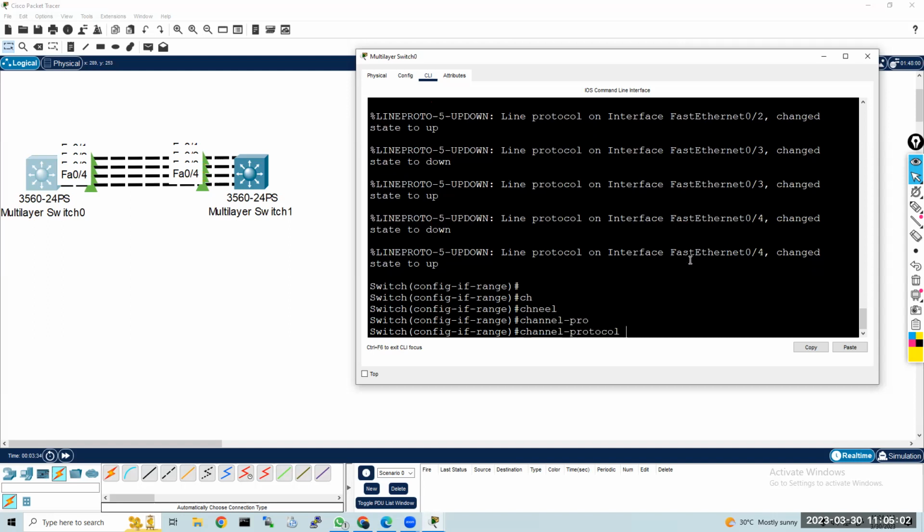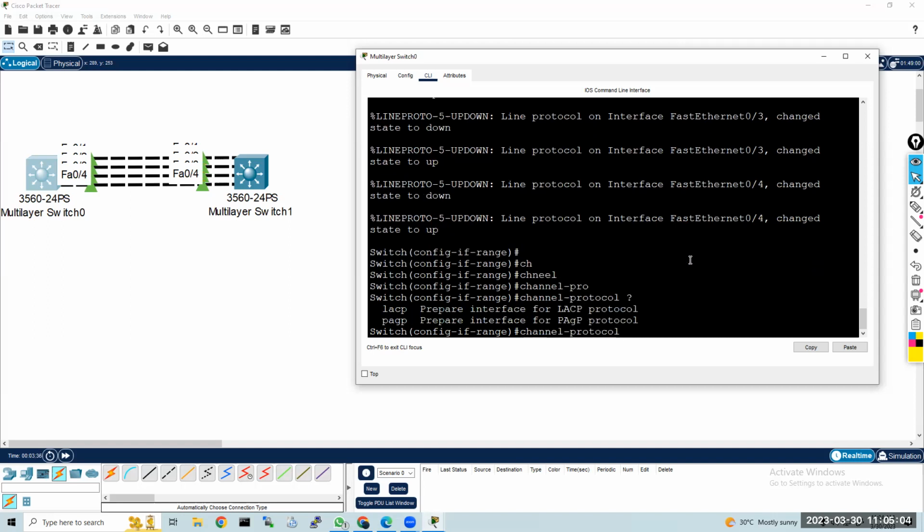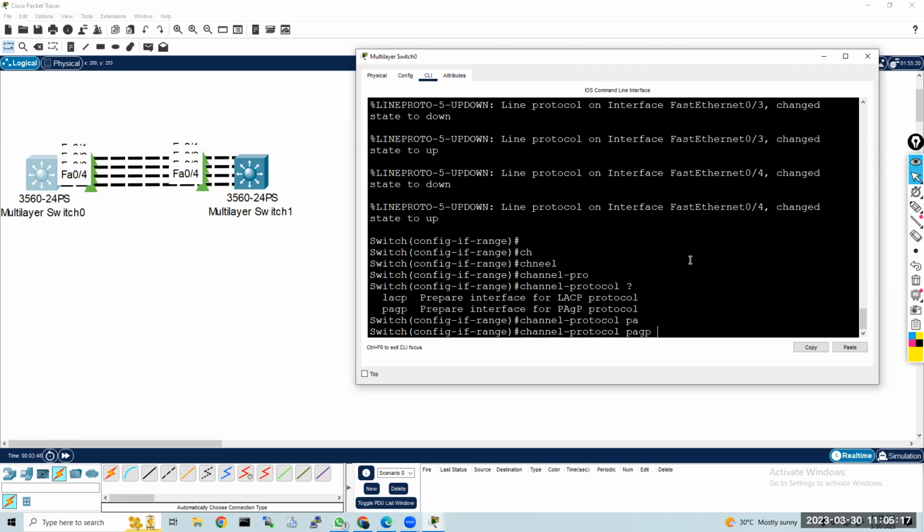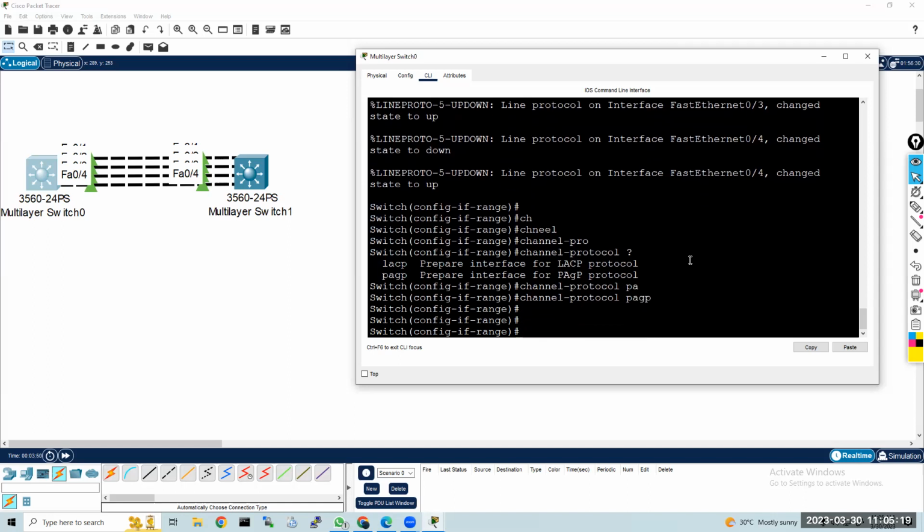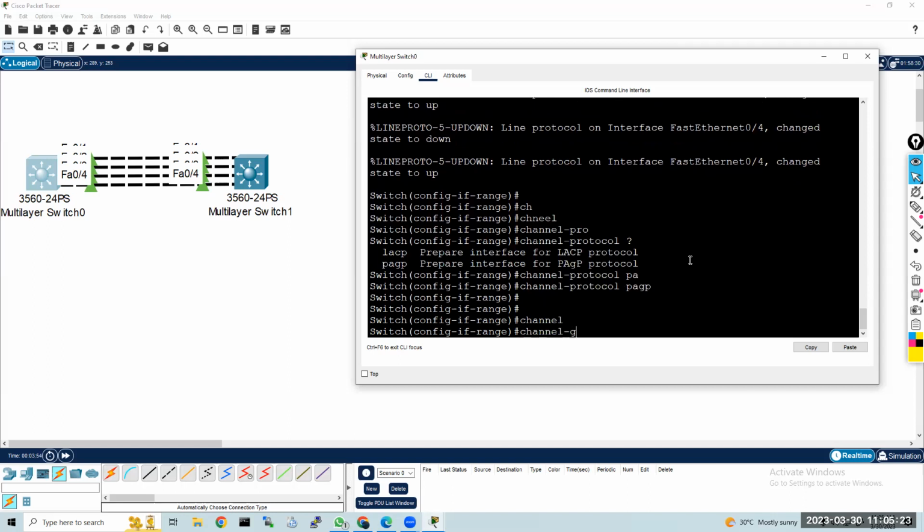Channel protocol. Okay, which one should I take? PAgP only, because it's a Cisco device. Yes. Then channel group.